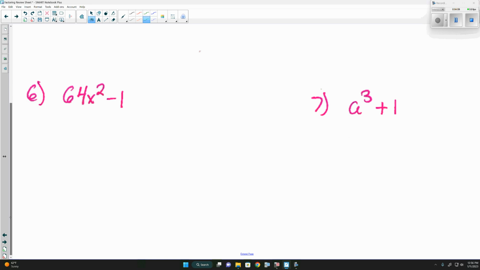Now we need to see if it's a sum of perfect cubes. Can we take the cubed root of both terms? What's the cubed root of a to the third? A. We're looking for something times itself 3 times, and that would be a. Now the cubed root of 1. 1. That's kind of the nice one because it doesn't matter what root we have. If we take it of 1, it's always going to be 1.